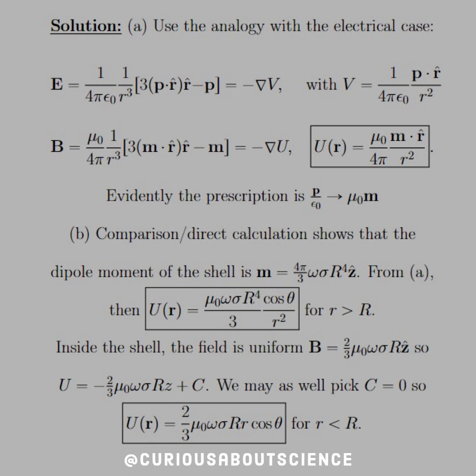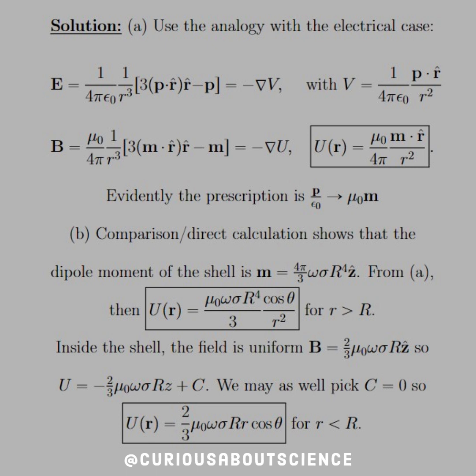The comparison or direct calculation shows that the dipole moment of the shell is m equals 4 pi over 3 omega sigma R to the fourth z hat. And from A, the scalar potential would then be mu naught omega sigma R to the fourth over 3 cosine theta over r squared, for little r greater than big R. Inside the shell, whew, the field is uniform, B equals 2/3 mu naught omega sigma R z hat.